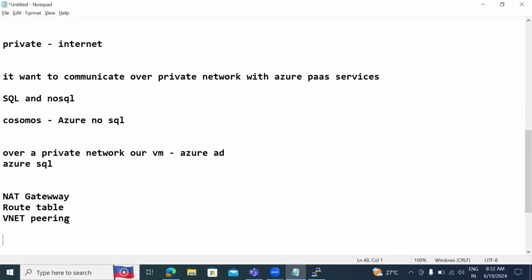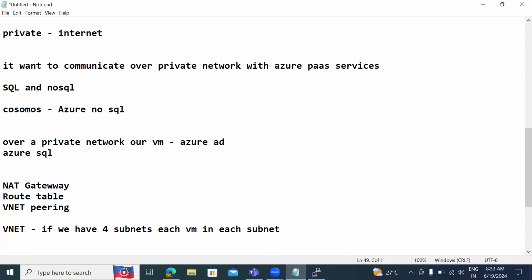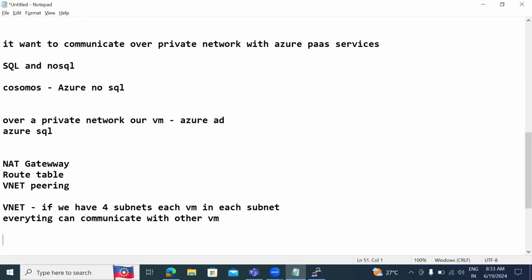I'll explain this. Okay, so the concept of VNet Peering is that by default, any communication is going to happen within the VNet itself. That means if we have 4 subnets, each VM in each subnet can communicate with the other VM. So within the VNet, any VM can communicate with any VM. That's the cluster.